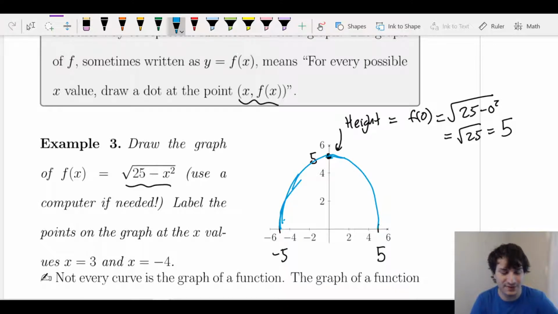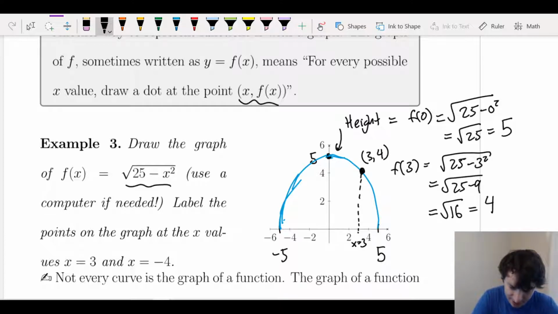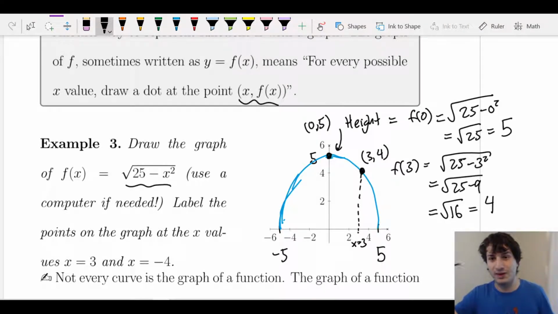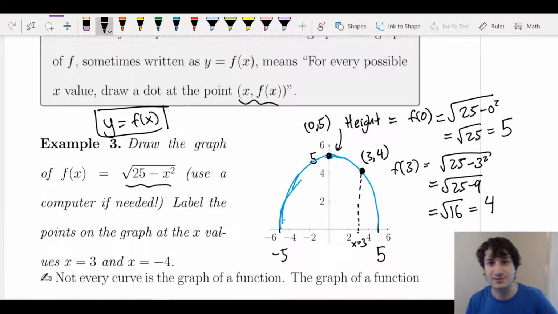Label the points on the graph where the x value is 3 and -4. So if we plug in x equals 3, the height here will be f of 3. And f of 3 is the square root of 25 minus 3 squared. That's 25 minus 9, which is the square root of 16. It's a nice value. That is 4. So this point here is the point (3, 4). That's how this point was the point (0, 5). That's how graphs work, right? You take the x values, you take the f of x value as the height, and you put them together. So sometimes people say the y coordinate equals f of x is really what we're drawing. So that's another way to think about this.